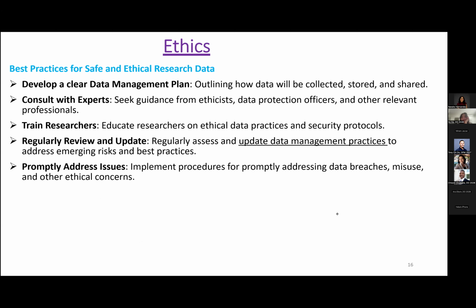Best practices for safe and ethical research data: develop a clear management plan, then consult with an expert. Consulting with an expert means if you are new to investigation, new to research, and you don't know anything about data management, data planning, or how to collect the data, you should consult with an expert, a person in research who knows how to do all these things and has good experience. For legal things, we can go to our legal department and say, okay, this is the problem and this is what I am going to do. What should I do?